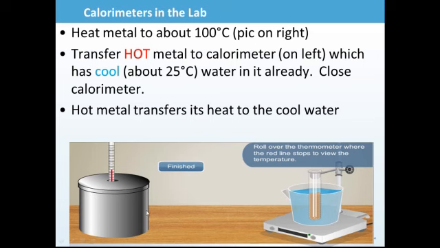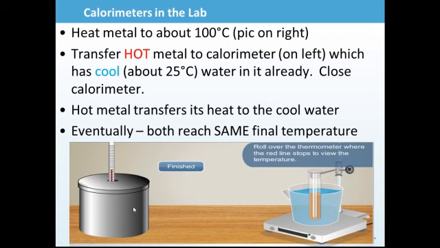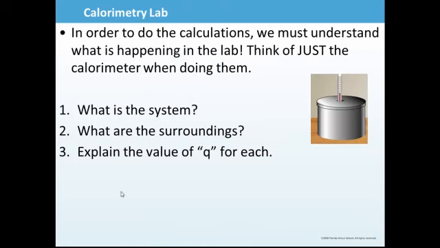In the calorimeter, the hot metal is going to transfer its heat to the cool water, and eventually both the metal and the water will reach the same final temperature. In order to do the calculations for this lab, which most students have severe difficulty with, we must understand what is actually happening in the lab. If you truly don't understand what's happening, the calculations are not going to make any sense and you're going to be lost. When we do the calculations, we must think about what is happening in the calorimeter only.